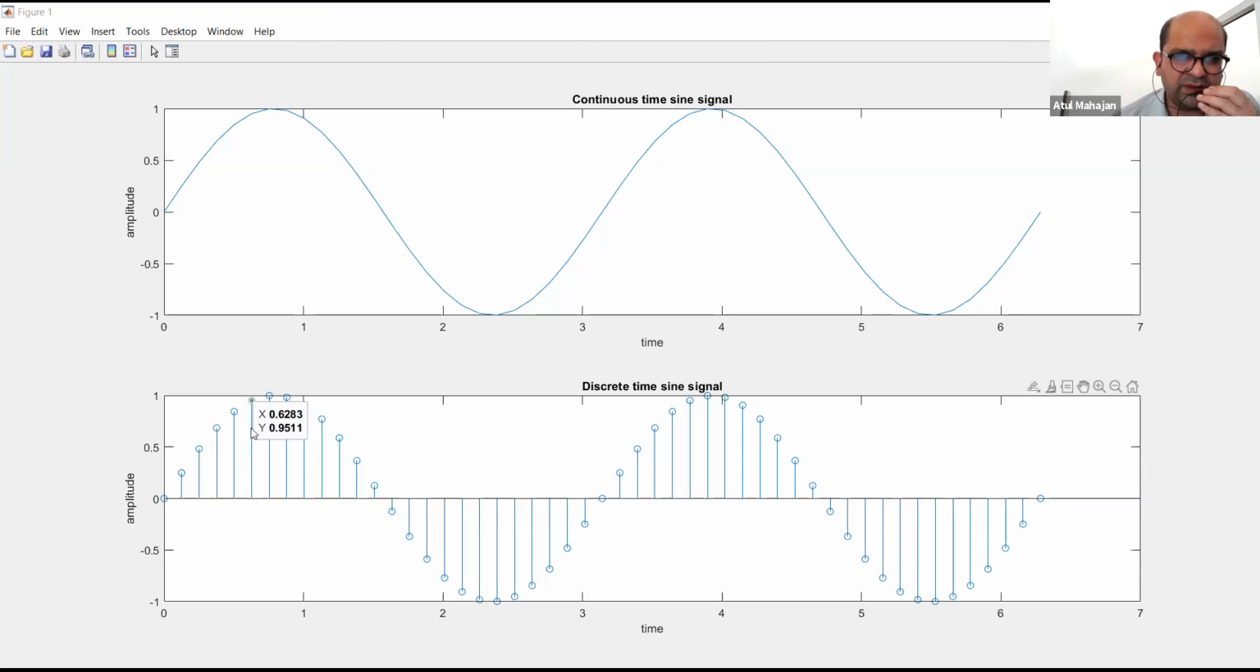Similarly, we have values for any time, any discrete values. So we have this negative also. For x we have 0.1 and for y we have negative 0.904. So these discrete values or the sampled values are only possible when we take the discrete time sine signals, class. That is not possible with the continuous one.